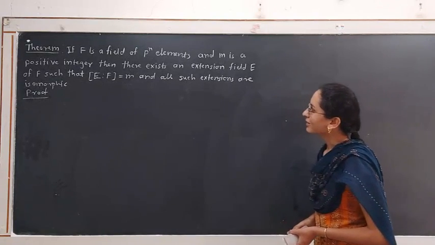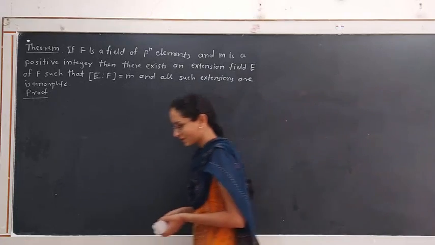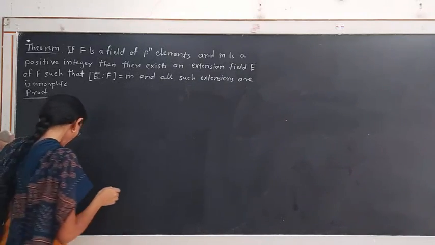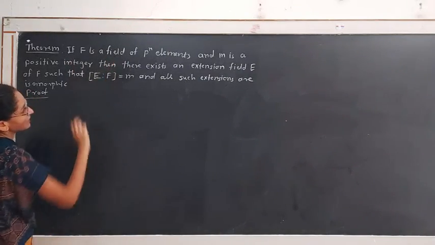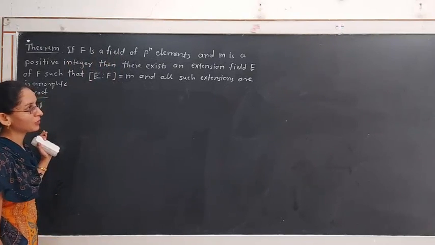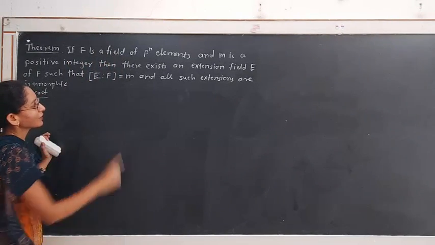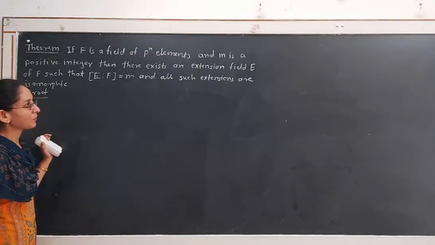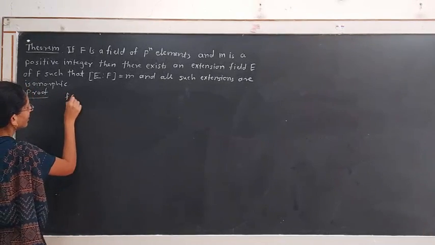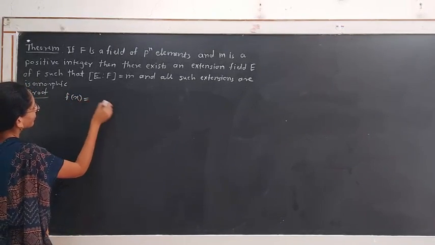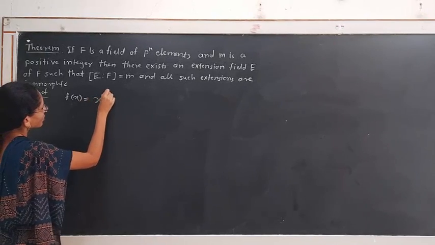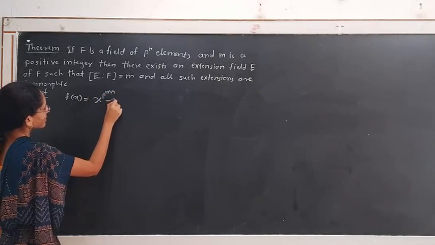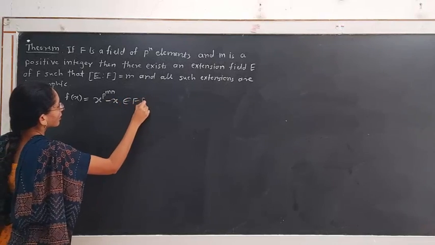If F is a finite field of p raised to n elements, it is given that F is a finite field with p raised to n elements. We want the extension of F, which is E, where the degree of extension of E over F is m. Consider a polynomial f(x) in the form of x raised to p raised to m into n, minus x, over the field F.